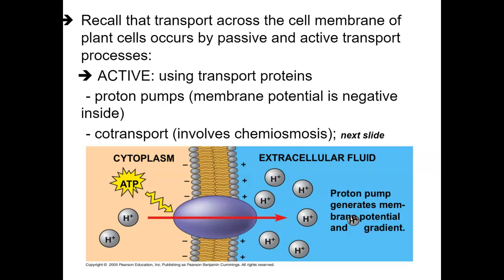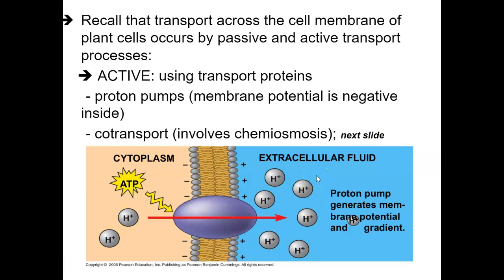So starting off with protein pumps. Protein pumps typically use ATP energy, not always, but do typically use ATP energy. There are other types of energy that can be used, but they typically use ATP energy to move molecules from an area of low concentration to high concentration. This one specifically shows a proton pump because we're pumping protons, or hydrogen ions, from low to high concentration. We're pumping them from inside the cell to outside the cell.